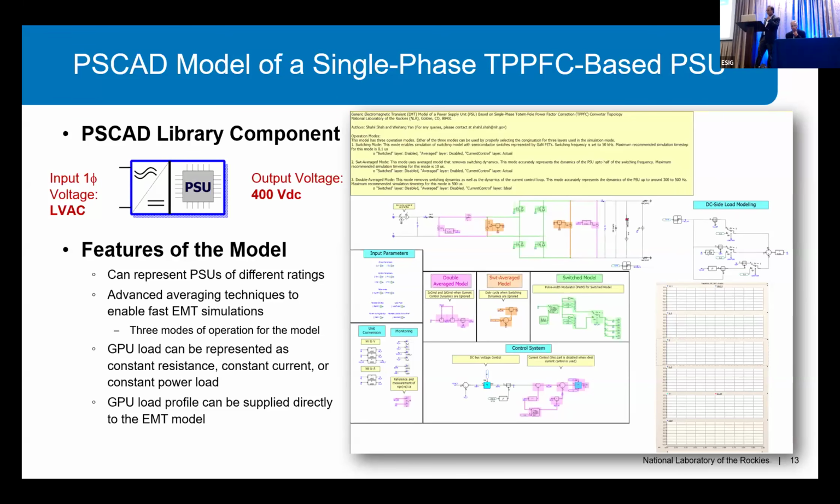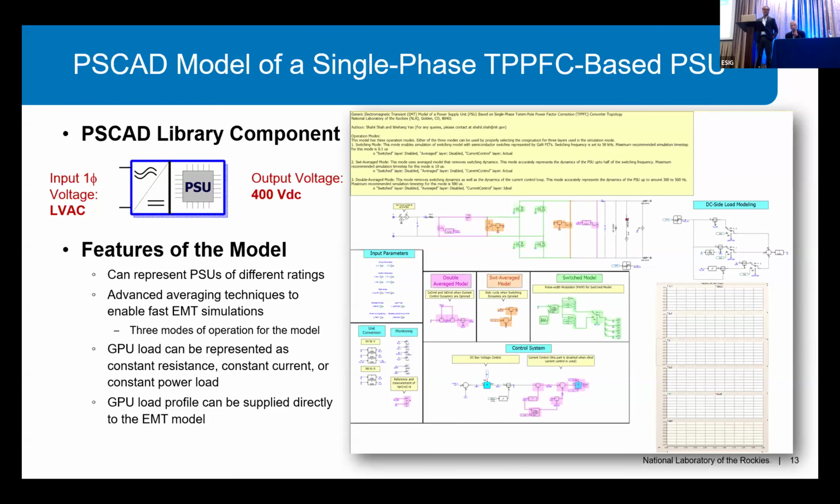Within the PSCAD model, you can see various colors, green, orange, and pink, for different components, and they represent three different fidelities of averaging techniques.